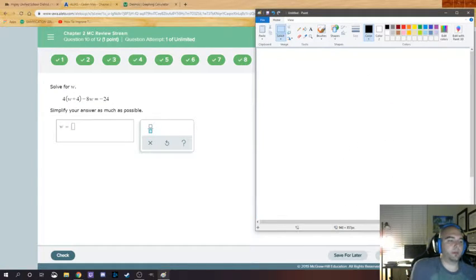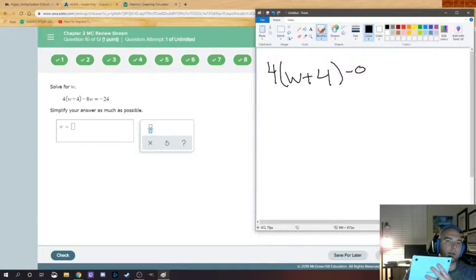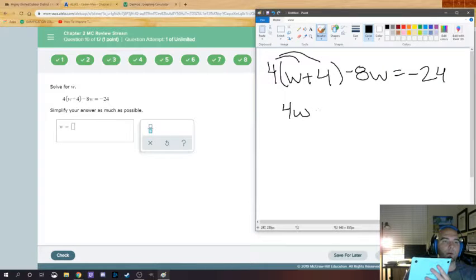Another one. Okay, looks like another one with distributing here. So we're going to get 4w plus 4 minus 8w equals negative 24. Okay, so I'm going to distribute: 4w plus 16 minus 8w equals negative 24. So on this one I had to distribute in the parentheses, right?